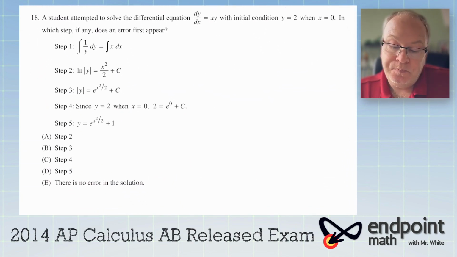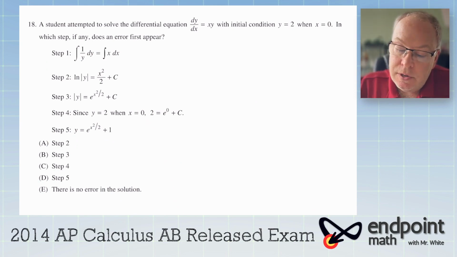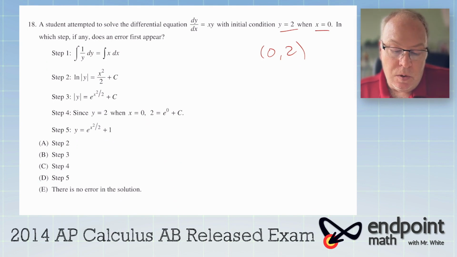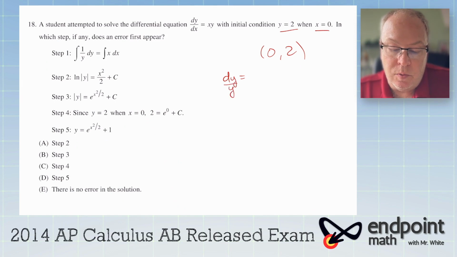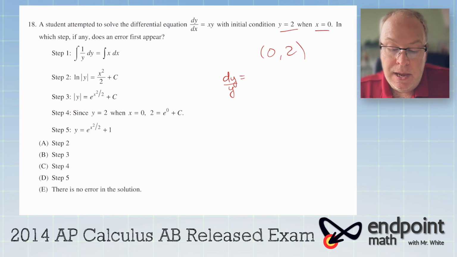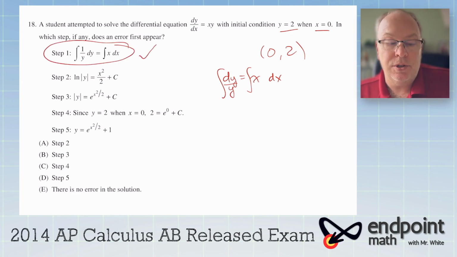Okay, here we go. Number 18. A student attempted to solve this differential equation with the initial condition (0, 2), for example. At which step did they mess up? So remember, when you solve a differential equation, you separate the x and y. So the y goes over with the dy by dividing both sides by y. That's why it landed on the bottom. And on the right side, I end up with x dx. And then you're going to take the antiderivative. And that's what they've done there. And that all looks good.